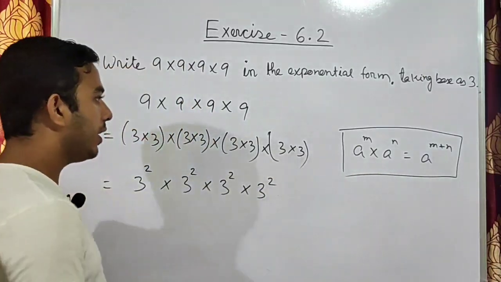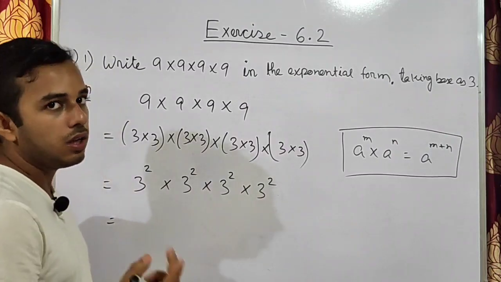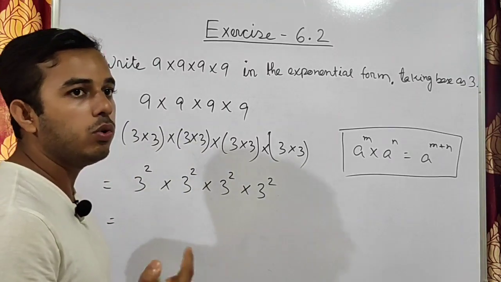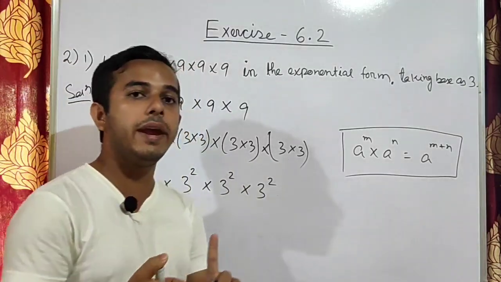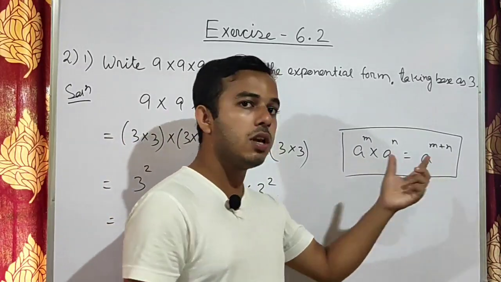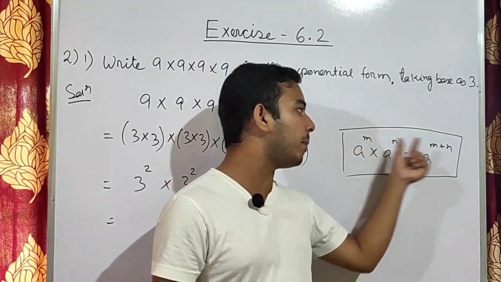We'll use that formula because we have the same base. If we have the same base and the power different or the same, we'll add the powers. Like this. Here look, we have the same base, isn't it? So we'll take the base common and add the powers, that is m plus n.